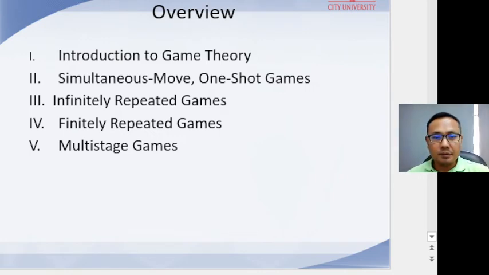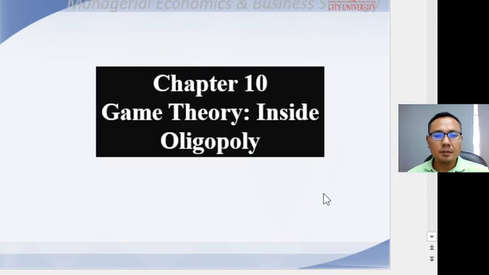So now we continue with our new chapter, which is chapter number 10 in managerial economics. We will discuss chapter 10's game theory inside oligopoly, right? In this chapter, we continue our analysis of strategic interaction. Still remember, right? In chapter 9, we saw strategic interaction.